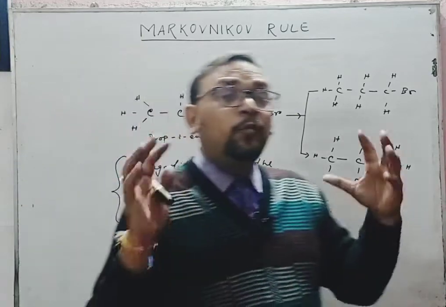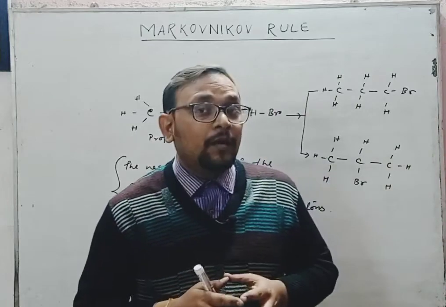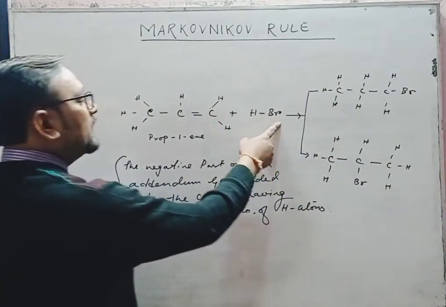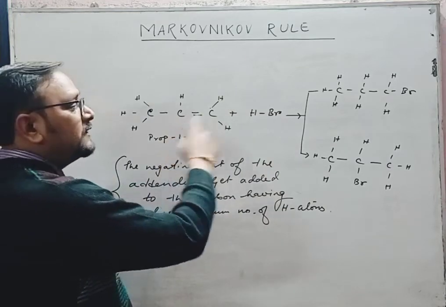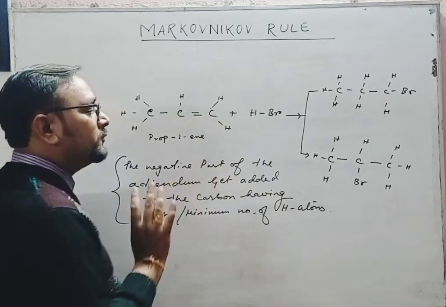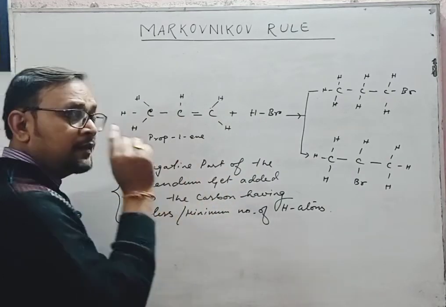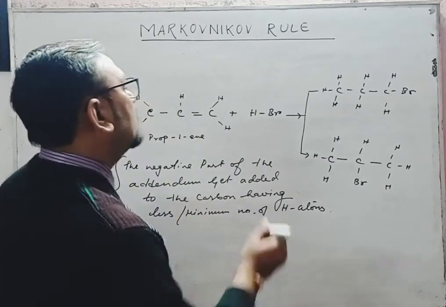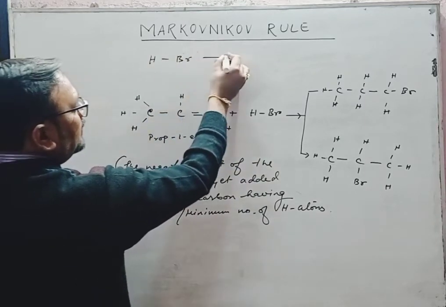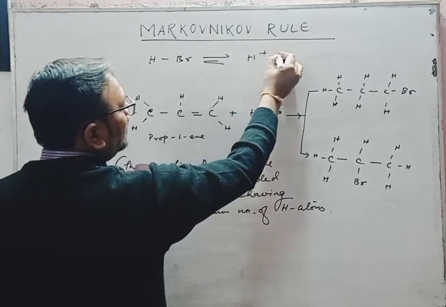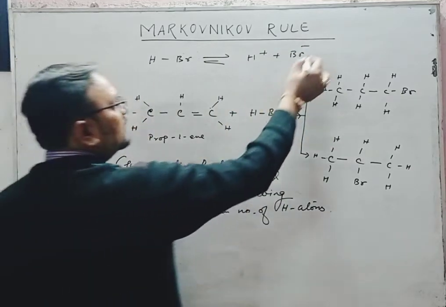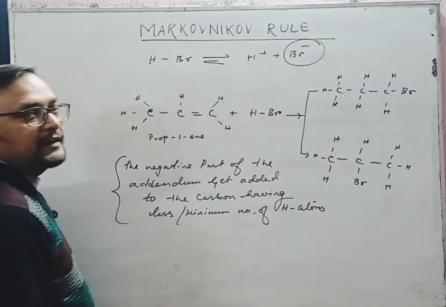Now my dear students, what is the meaning of addendum? Addendum means which gets added up. So here you can see that HBr is getting added to this, right? Nothing is left as any byproduct, so it is getting added up to this molecule. So it is known as addendum. Now what is the negative part? For that we need to break up this molecule of HBr. If we split it up, we get H plus and Br minus, right? So which is the negative part here, my dear students? Br minus is the negative part.